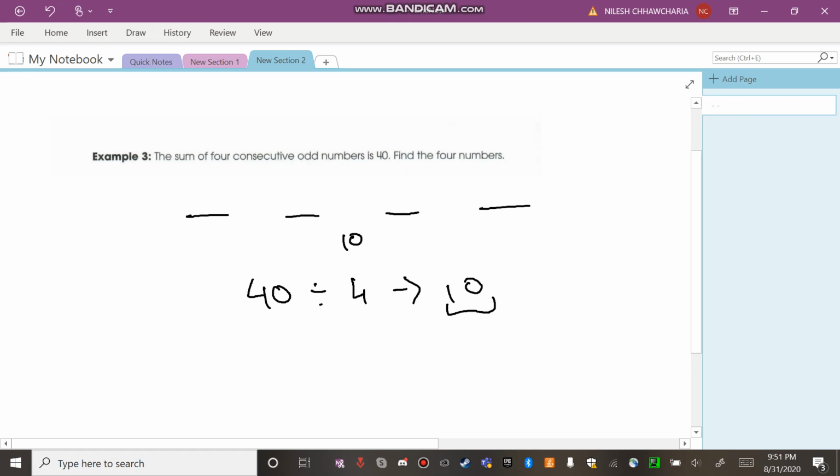So the surrounding numbers would be 9 here, 11 here, and we're not going to be subtracting 1, we're going to be subtracting 2 because it's an odd number. 7, then add 2 here, that's 13.